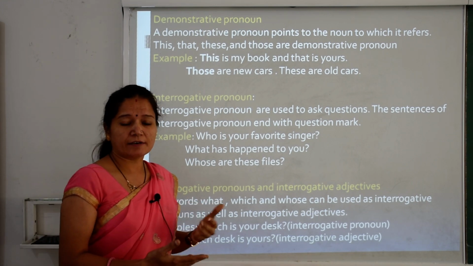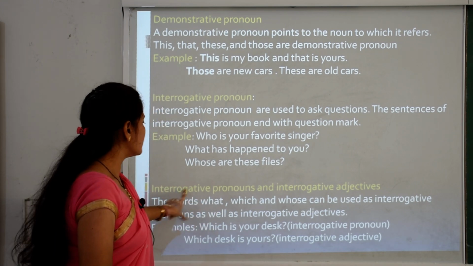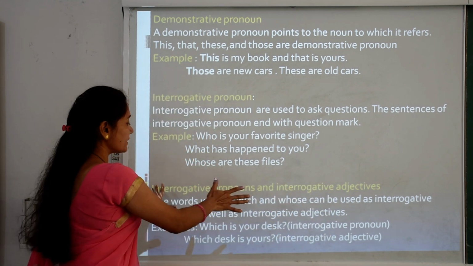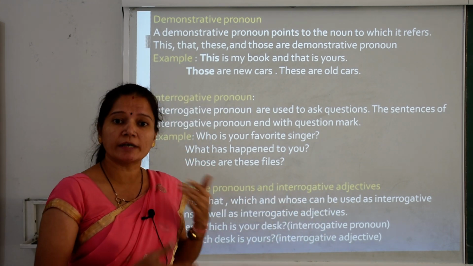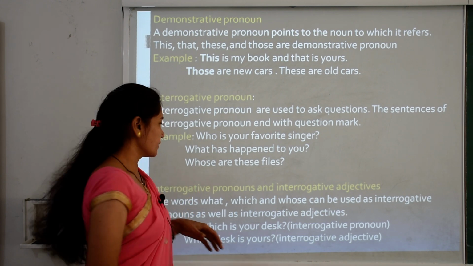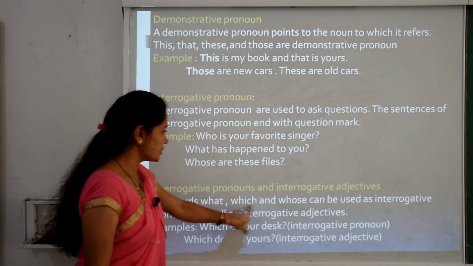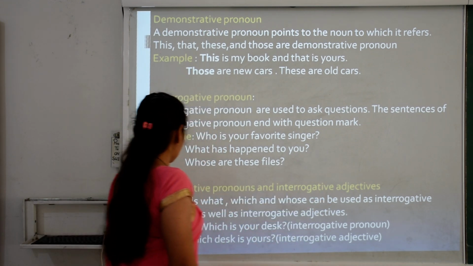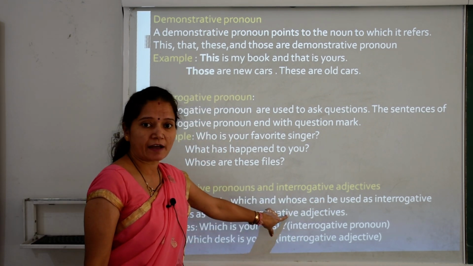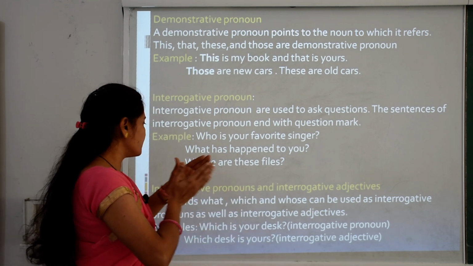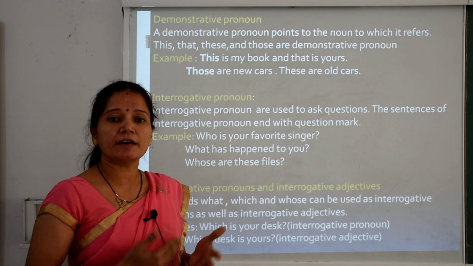Now there is a twist, and what is the twist? Let's see. Interrogative pronoun and interrogative adjective. Okay. So what is the difference between an interrogative pronoun and an interrogative adjective? Both start with WH. Okay. So the words what, which and whose can be used as interrogative pronouns as well as interrogative adjectives. So all the WH words can be used as interrogative pronouns as well as interrogative adjectives.